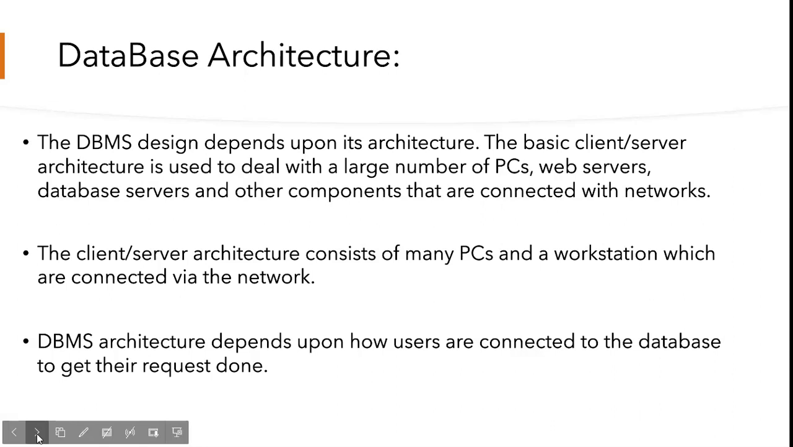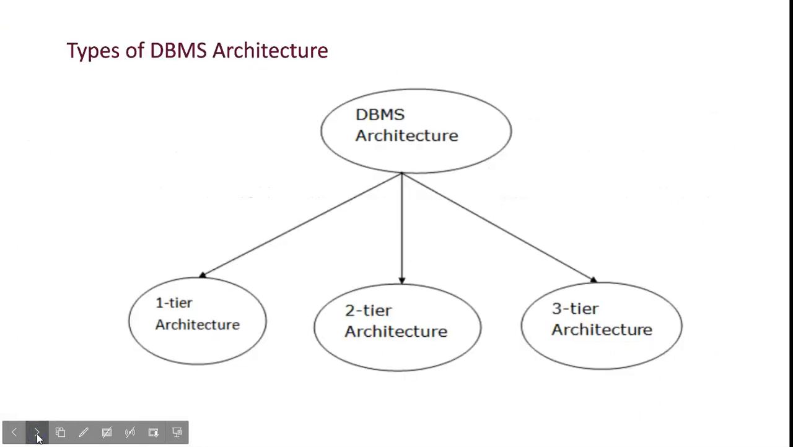The database management system architecture depends upon how users are connected to the database to get their request done. So, the database management system architecture can be divided into three types. First one is one-tier architecture, two-tier architecture, and last one is three-tier architecture.